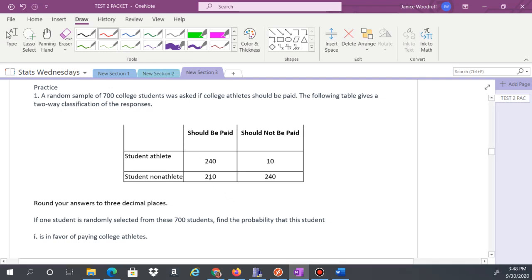Let's see the responses. Let's add them together. So should be paid, so this is yes. 240 plus 210 gives us 450. And then people who said no, 240 plus 10, 250. And then total student athletes, 240 plus 10, that's 250. Total non-student athletes, 450. And if I add the 250 plus 450, okay, that gives me the 700 total.